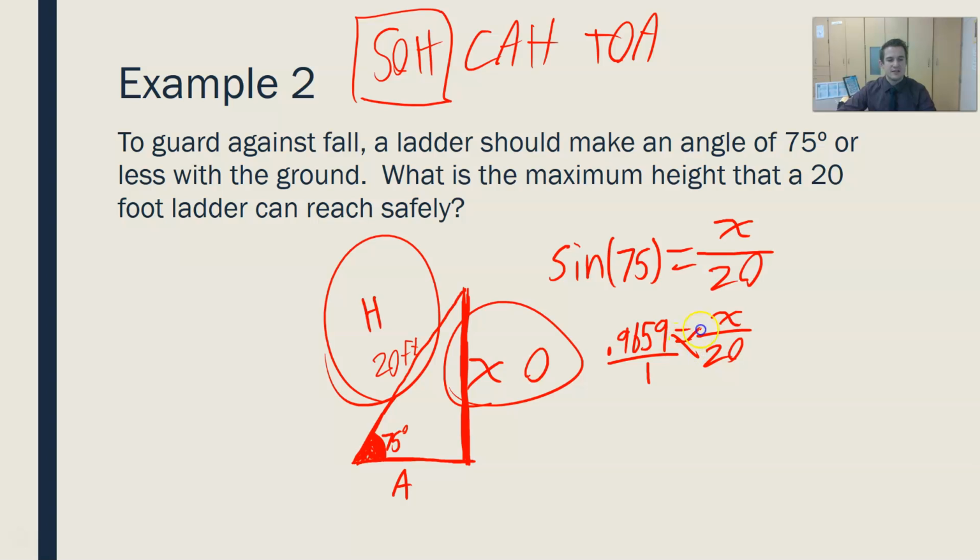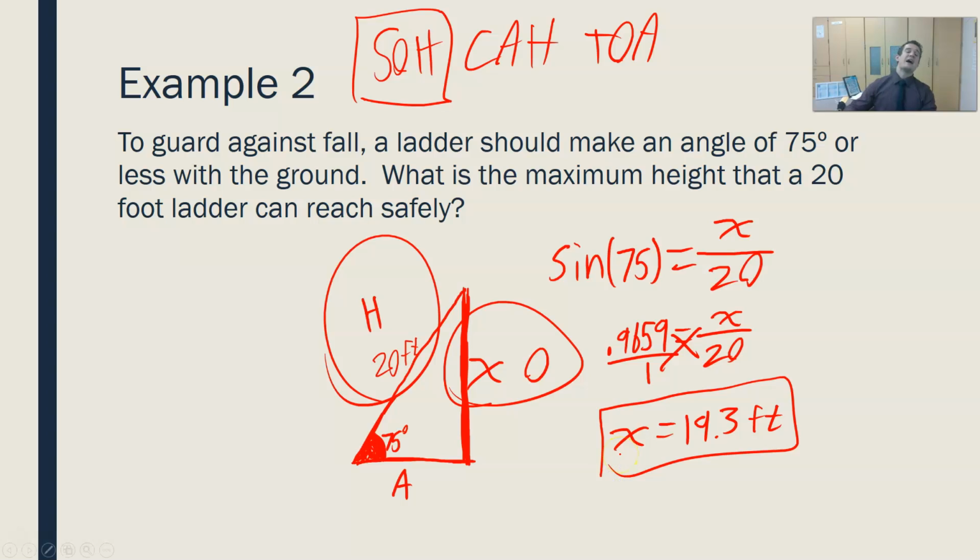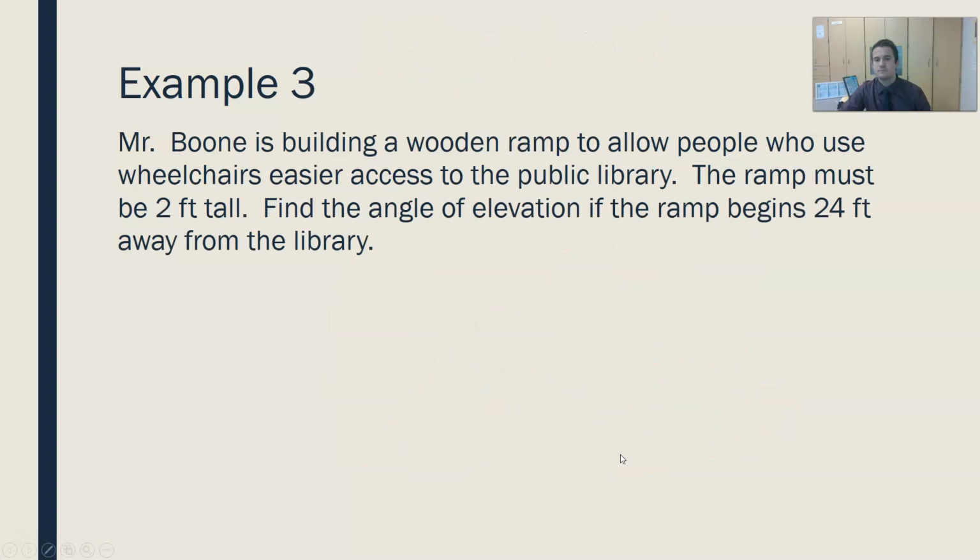I cross multiply. X times 1 is x. 20 times 0.9659, let me do that in my calculator real quick, is 19.3 feet. So that's as high as I'm going to be able to reach with my ladder on my house, 19.3 feet. Any higher than that, it's going to start being unsafe. Okay.